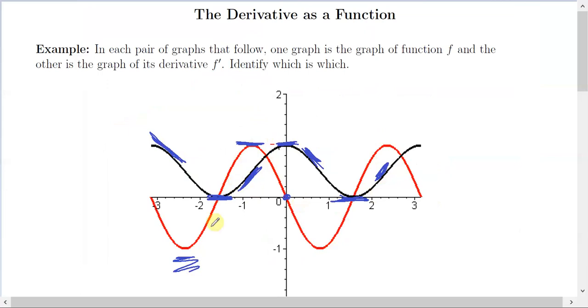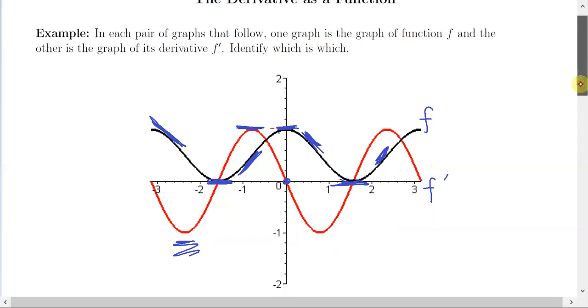And so my red graph is, if I'm told that one of these is the derivative and one of them is the function, then this has to be the function, and this has to be its derivative, just based on where I have horizontal tangent lines on my black graph and where I have positive and negative slopes. So that's enough to distinguish in that particular example.